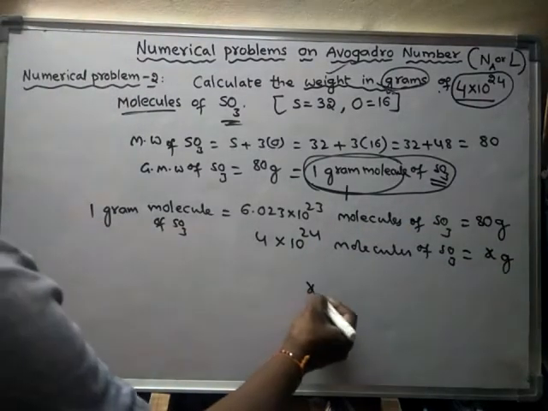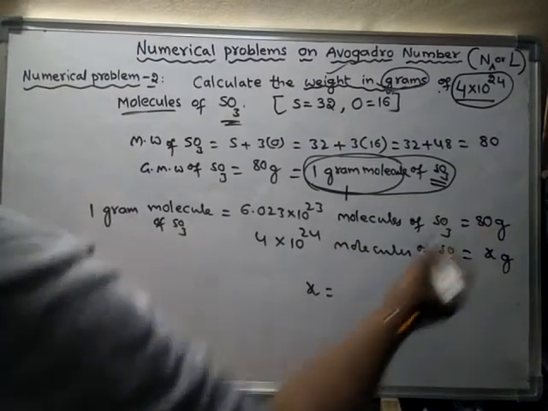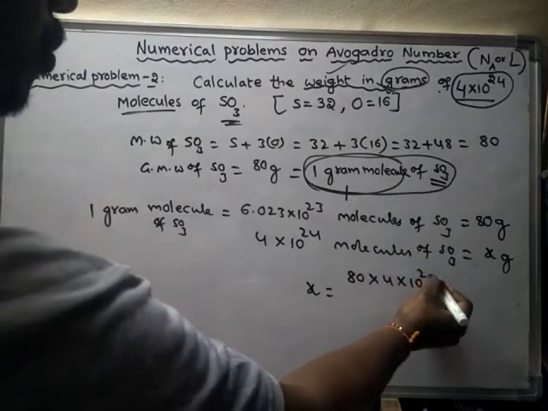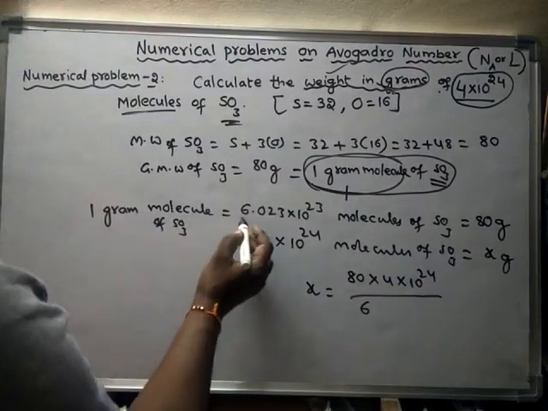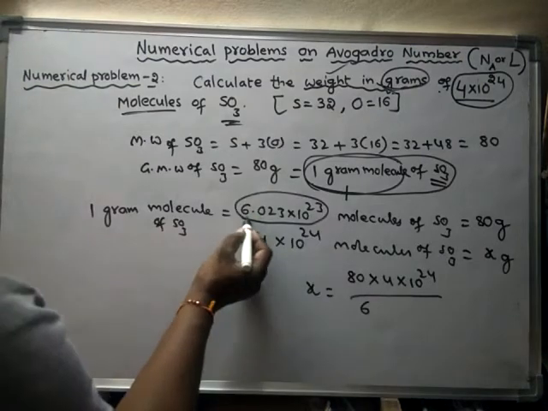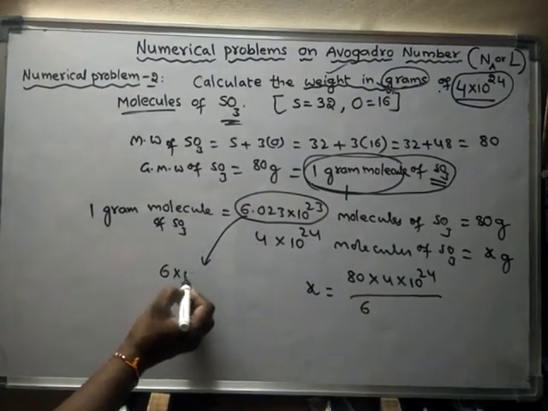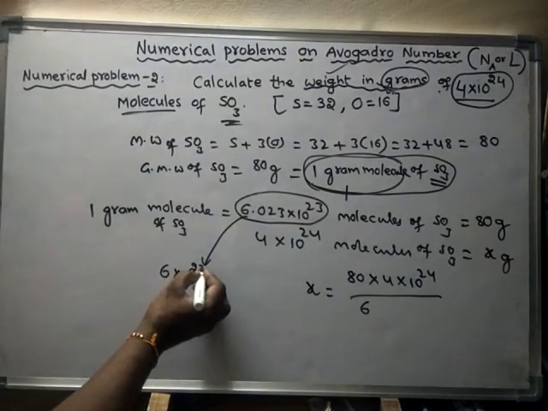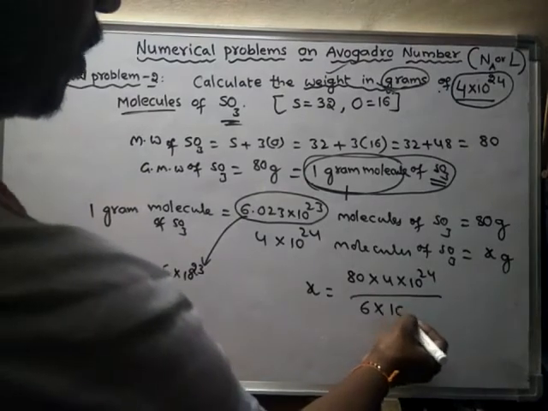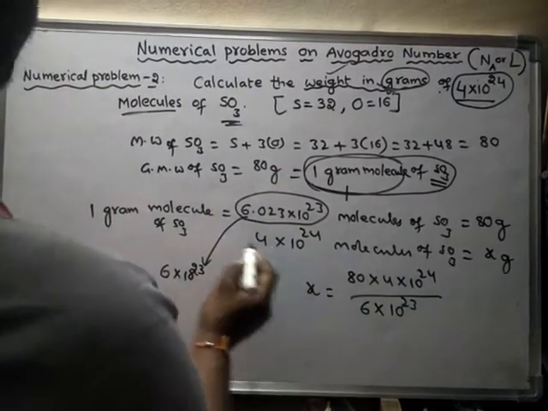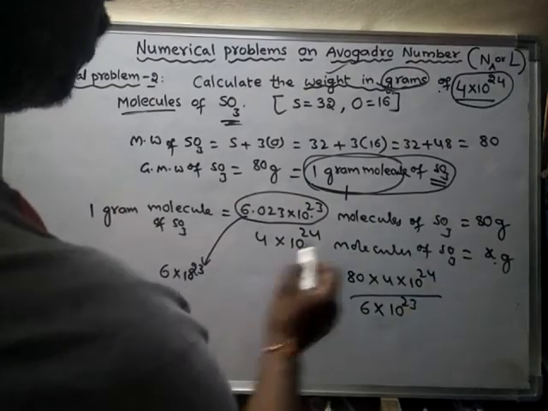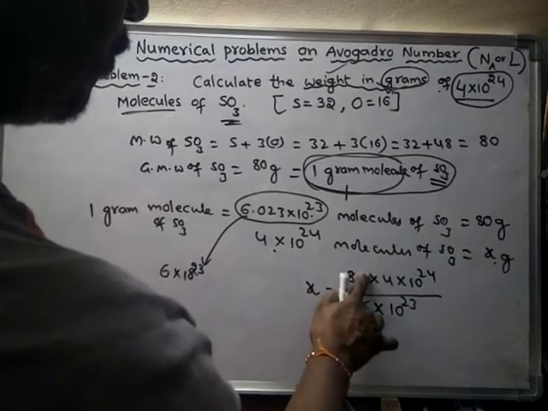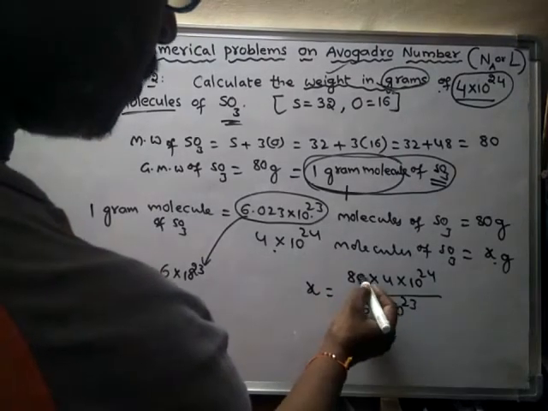So now x will be equal to how much? Upon cross multiplication, x will be equal to 80 into 4 into 10 to the power of 24 by 6. Just take 6 into 10 to the power of 23 instead of this number. So this one into this one is equal to this one into this one. So 10 to the power of 24 by 10 to the power of 23 becomes 10 to the power of 1.